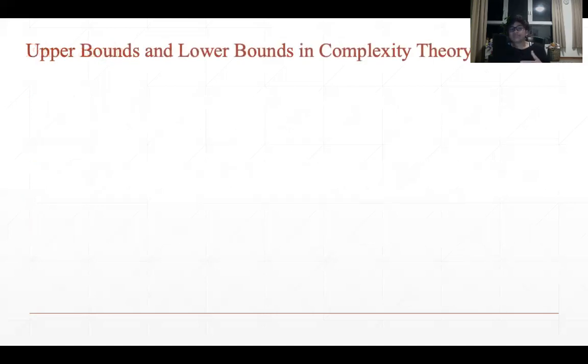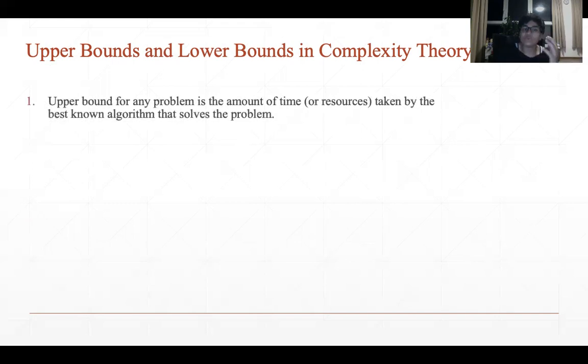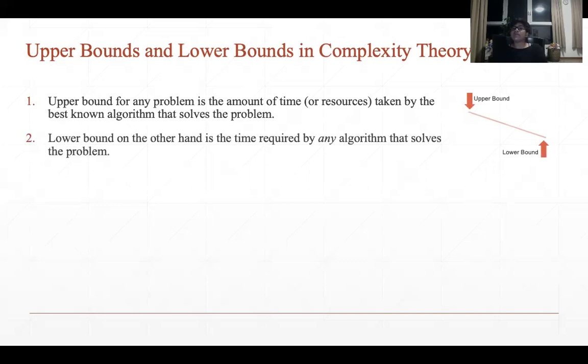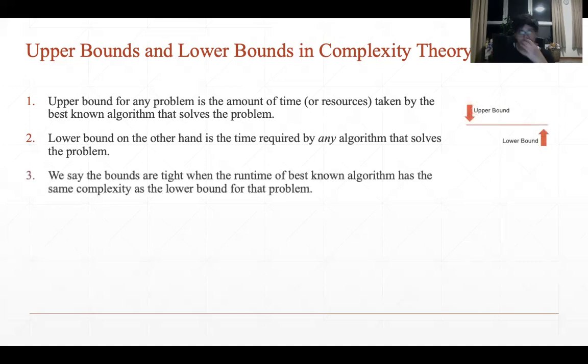But now I have been using this term lower bounds, and I will be using the terms upper bounds and lower bounds also in my talk in future. So let me briefly explain what upper bounds and lower bounds mean in complexity theory. Suppose you have a computational problem and someone says there's an upper bound for this problem. An upper bound for any problem is just the runtime of the best algorithm that solves the problem. A lower bound, on the other hand, is the time required for any algorithm that solves the problem. And we say the bounds are tight, or that the upper bound that we have is the best algorithm, when the upper bound and lower bound match for the problem.